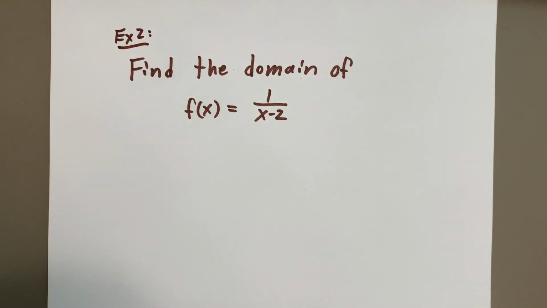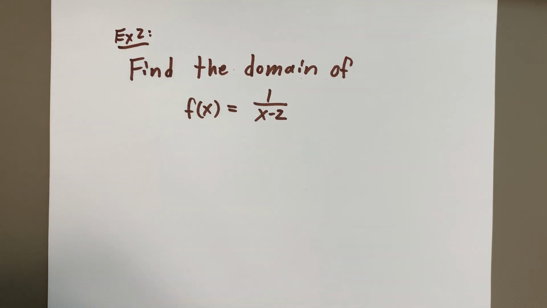All right, in this example, we're going to be looking at the function 1 over x minus 2, and we're trying to find the domain of this guy. So like before, finding the domain. Domain is the set of all x values that I can plug into the function without causing problems. So again, the best way of figuring out what you can plug in is by finding what you can't plug in and then taking the opposite.